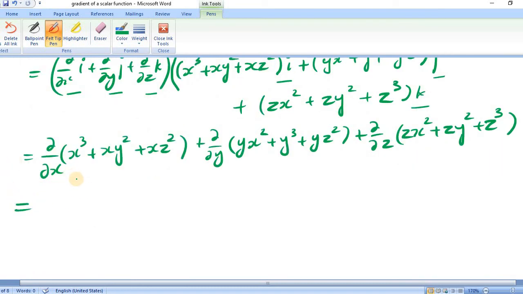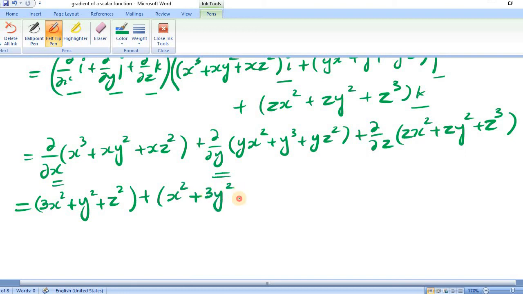And now we need to perform the partial derivative of all these three terms. The first term will be partially differentiated with respect to x. So this will be 3x square plus y square plus z square, plus this has to be partially differentiated with respect to y. So this will be x square plus 3y square plus z square, right? And the last term partially differentiated with respect to z. So this will be x square plus y square plus 3z square, right?